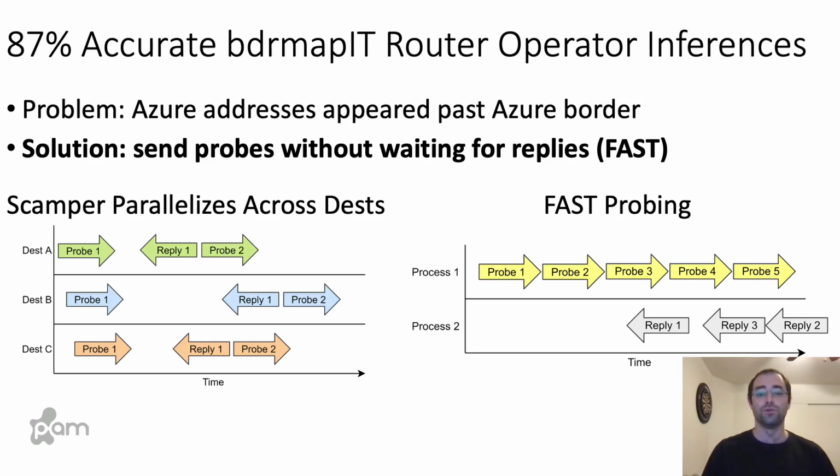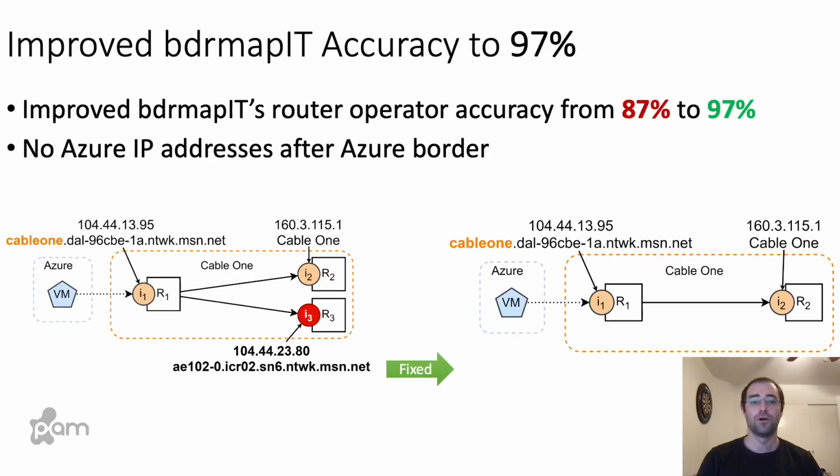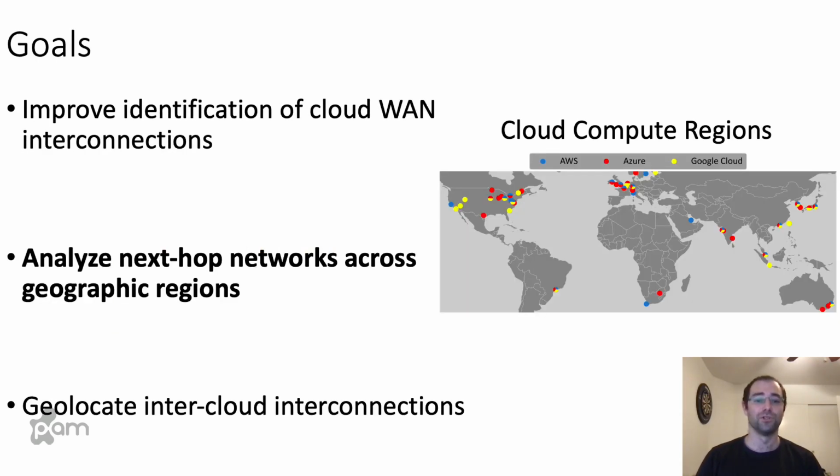Our solution was to change the way we probed so that we sent probes without waiting for replies, leaving only one traceroute in flight at a time. Overall, our fix improved bdrmapIT's router operator accuracy from 87% to 97%. And after the change in traceroute probing, we no longer saw any Azure IP addresses following an address in our validation dataset. Alright, so that was the first goal.